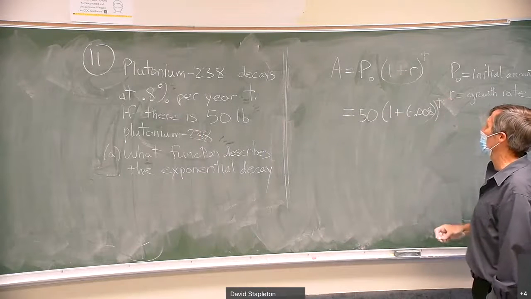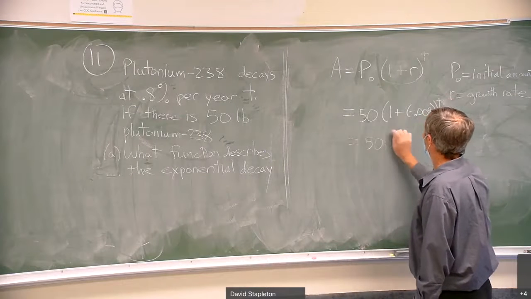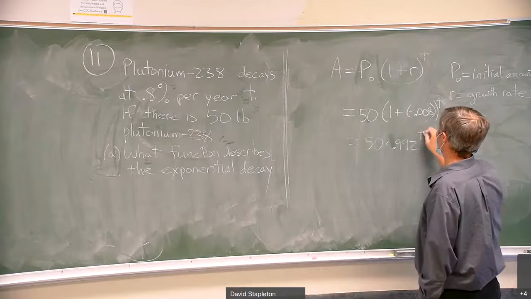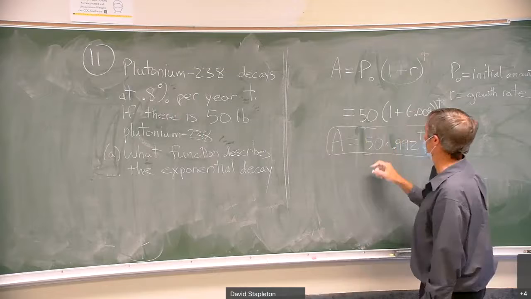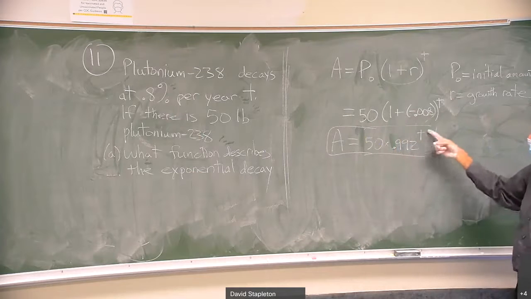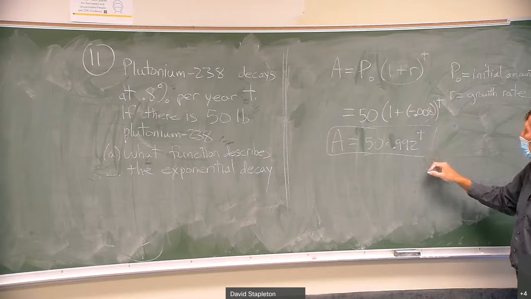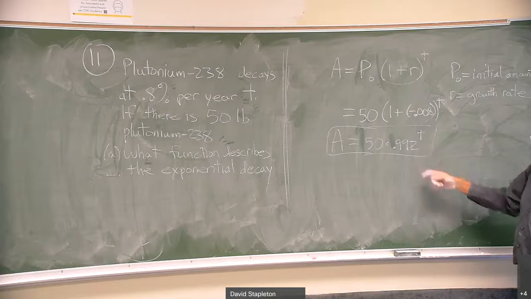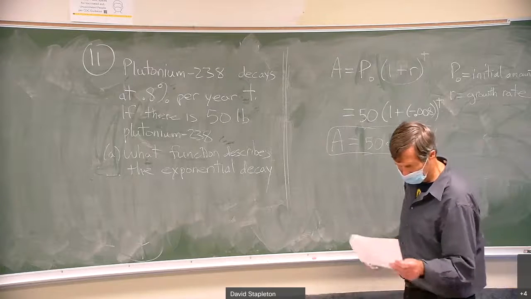And so this is what the exponential decay will look like. It's 50 times 0.992 when you do the subtraction, to the T. There's your exponential decay model. A equals P0, B to the T. And with B less than 1, it'll be decay. That's part A.